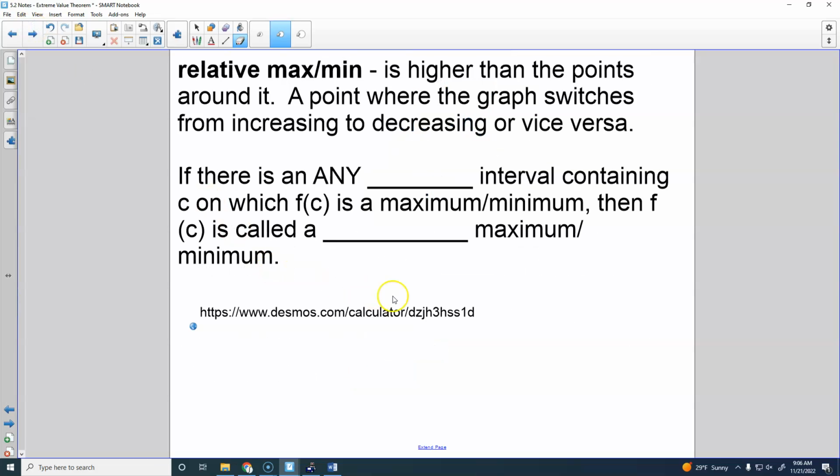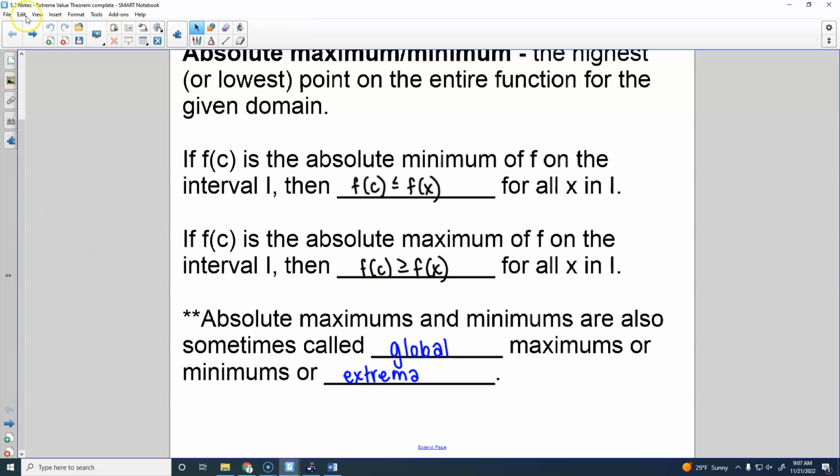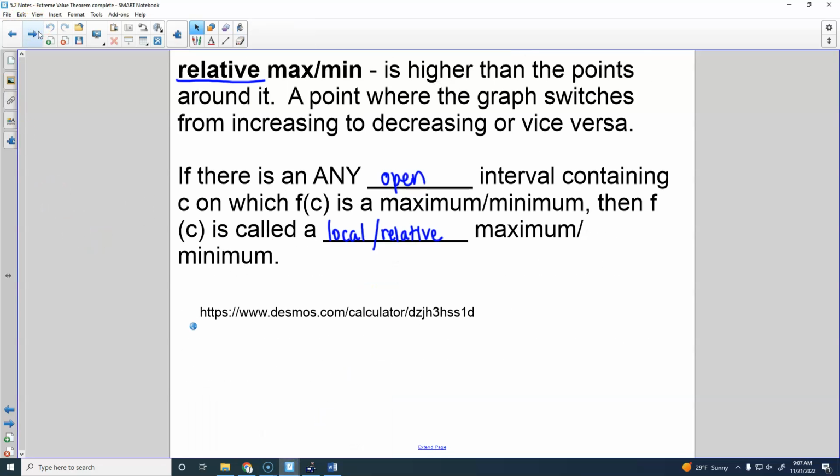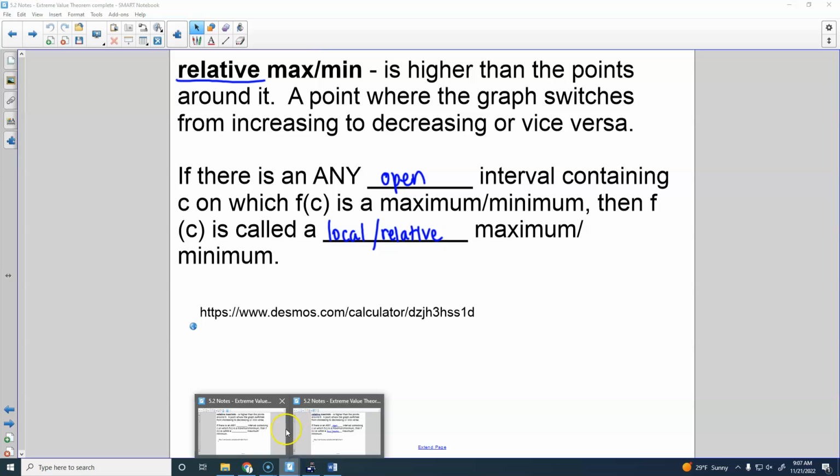So, relative maximum min is higher than the points around it, a point where the graph switches from increasing to decreasing or vice versa. If there, that's not worded right. Sorry, I should have looked back through these notes. I didn't realize they were in such a mess. I need to fix things. Okay. That shouldn't say and.